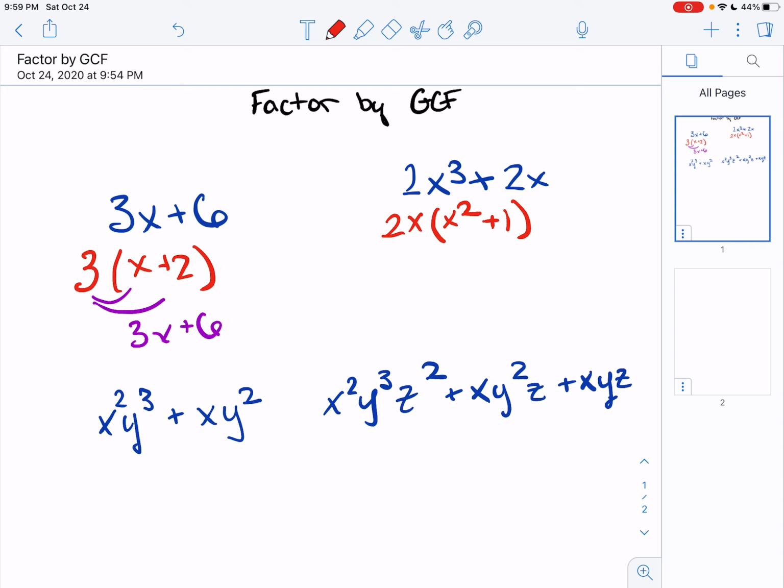And like I said, we can always distribute back in to make sure we're right. And 2x times x squared is 2x cubed. 2x times 1 is 2x, and we're good.